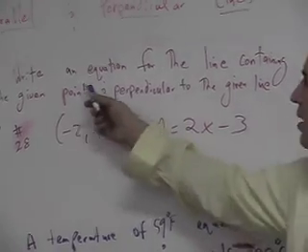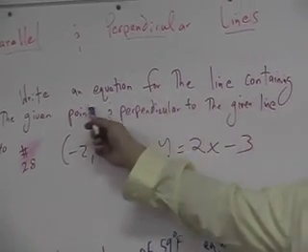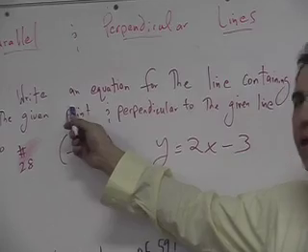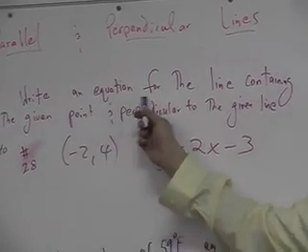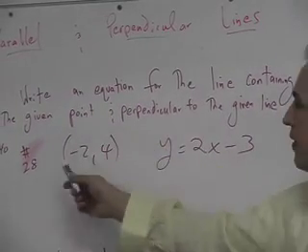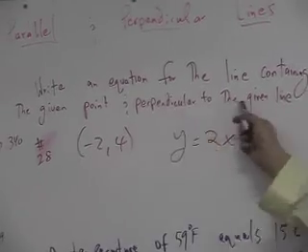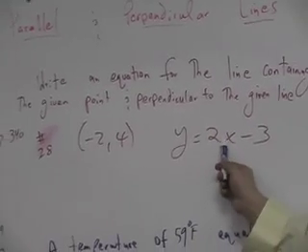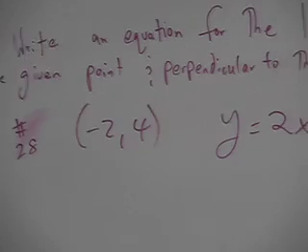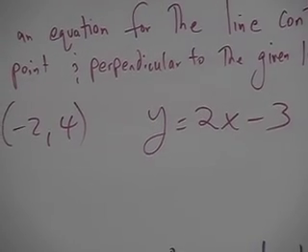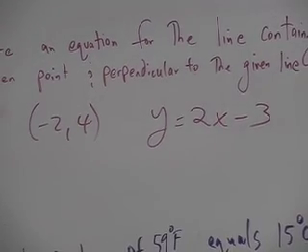I'll read it again. Write an equation for the line. So you don't have to graph it. You don't have to if you don't want to. You can, but you don't have to. Write an equation of the line containing a given point, that's the given point, and perpendicular to the given line, that's the given line. If you want to graph it, be my guest, but do keep in mind that you don't have to.